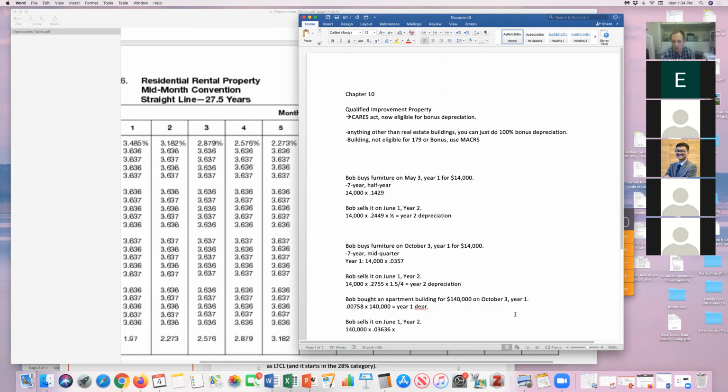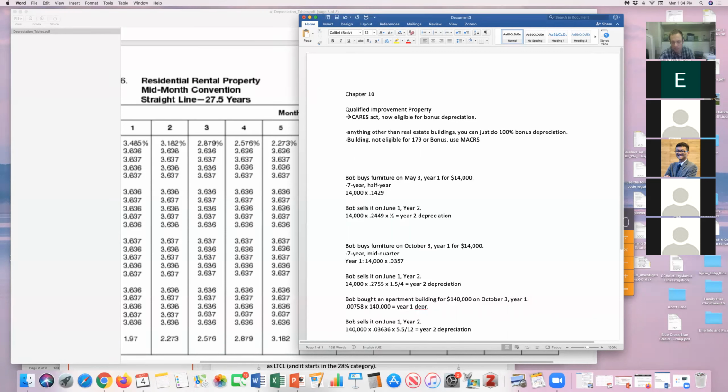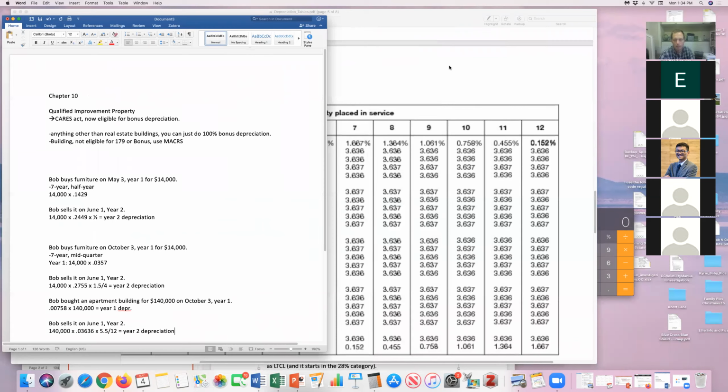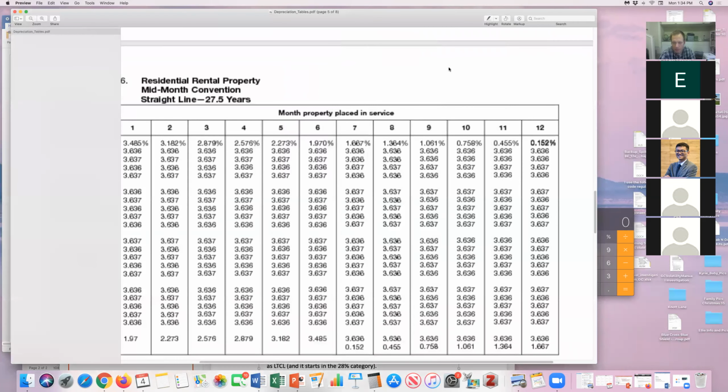So if he sold it in June, he gets January through May, the first 5 months, and he gets half of June out of 12 months. And that's going to be his year two depreciation. All right, so just to cover all our bases on the things that can happen. And anybody feel free to jump in, or what else is confusing people?